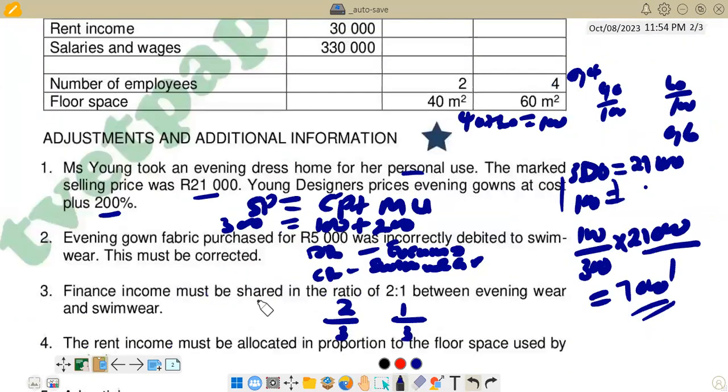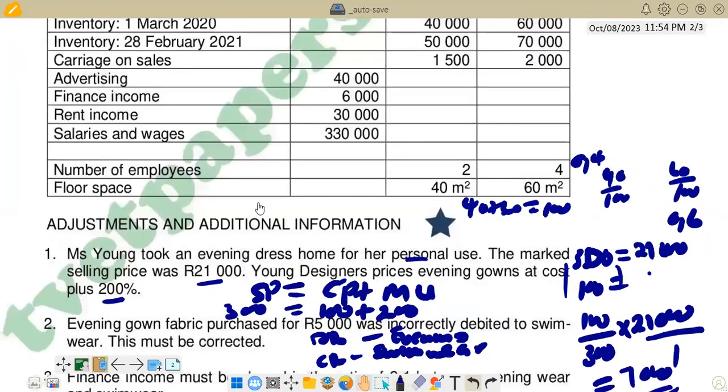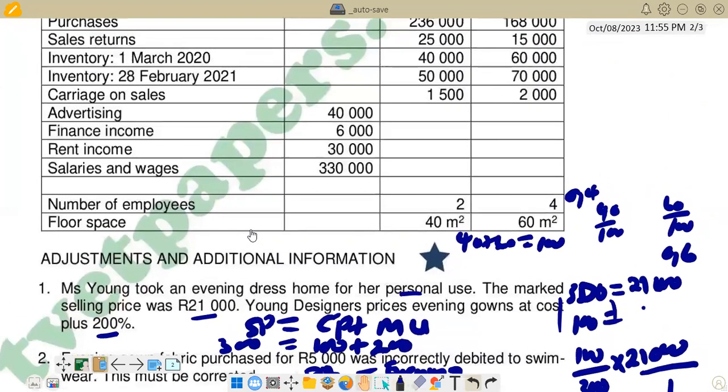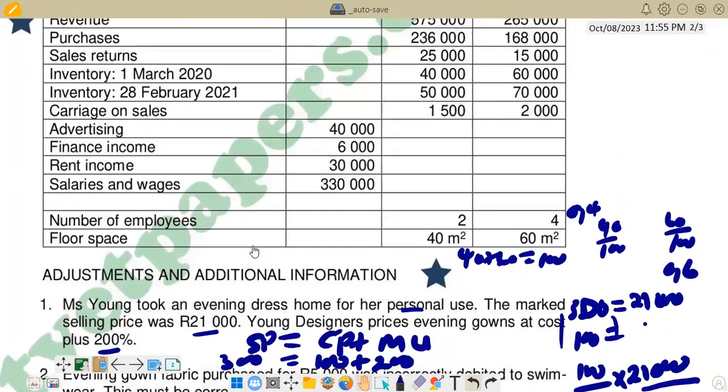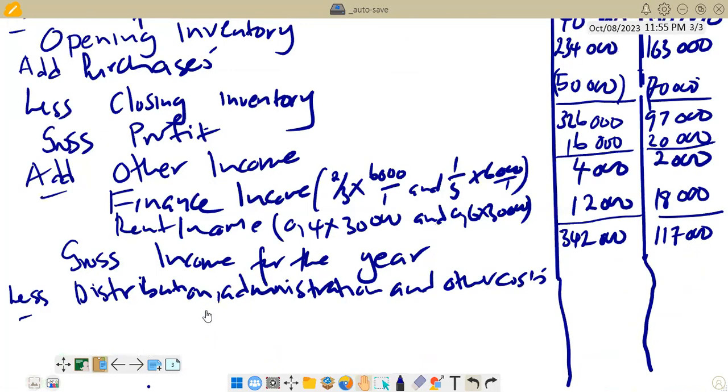Here, let's go to the question and see the list of balances that we are given. Right. Here we have got carriage on sales, which is part of those costs. Carriage on sales there. So let's go and put carriage on sales. We've got 1,500 for evening, and then for swim we have got 2,000. So we are going to put that one in carriage.